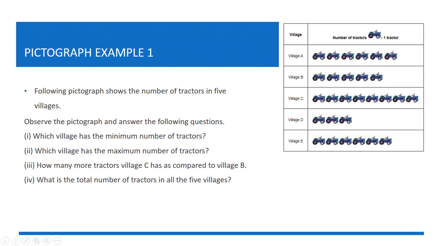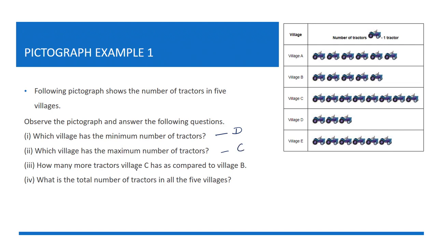By observing the pictures here we can easily conclude that village D has the minimum number of tractors. Which village has the maximum number of tractors? Let us check out here. By observing this is 1, 2, 3, 4, 5, 6, 7, 8, right? So that is nothing but village C has the maximum number of tractors.